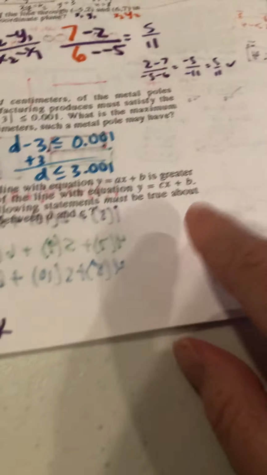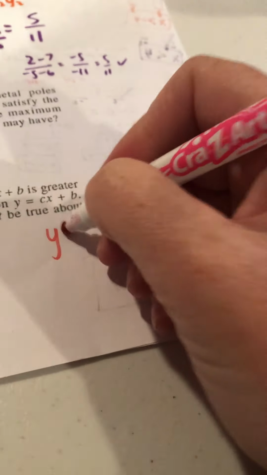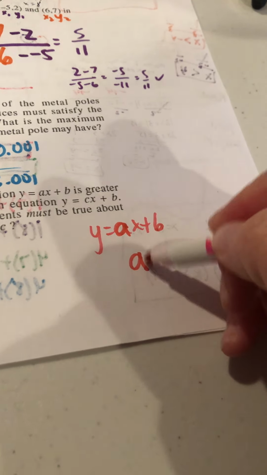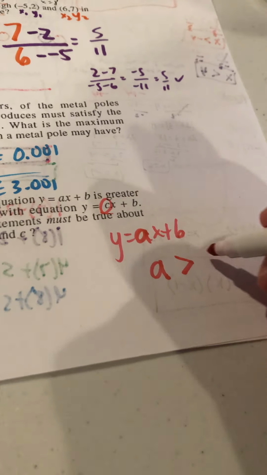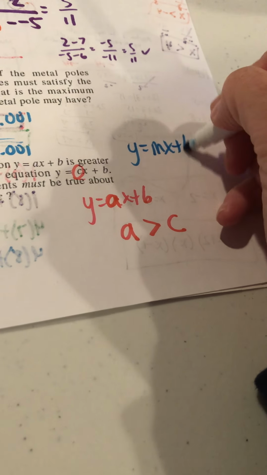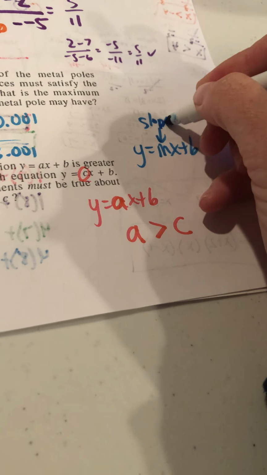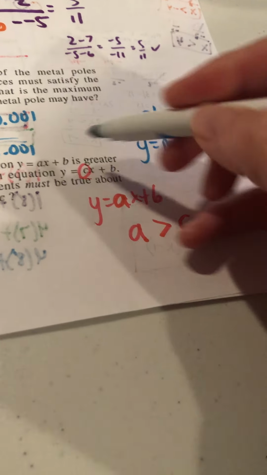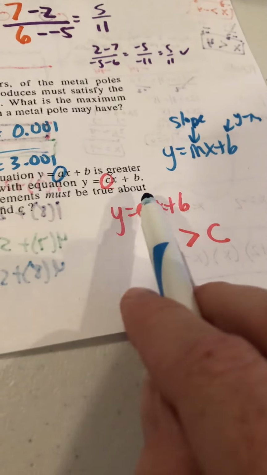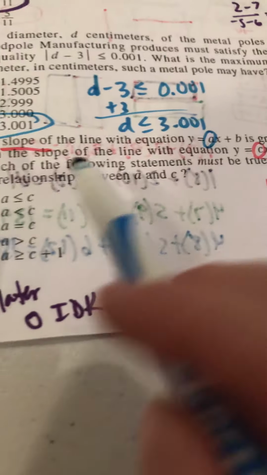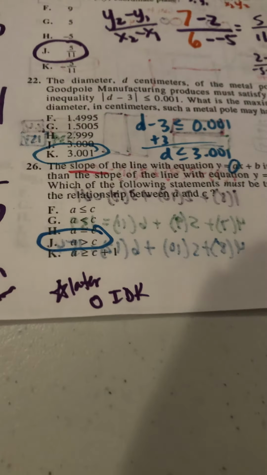And the last one I'm going to do over here so that you can actually see it. It says the slope, y equals ax plus b, so you have to know the slope is this a. A is greater than the slope c. We know those are the slopes because of the equation y equals mx plus b, where m is the slope and b is the y-intercept. So I knew that from the definition of slope. It asks which of these statements must be true? A must be greater than c, and so that's why J is the correct answer.